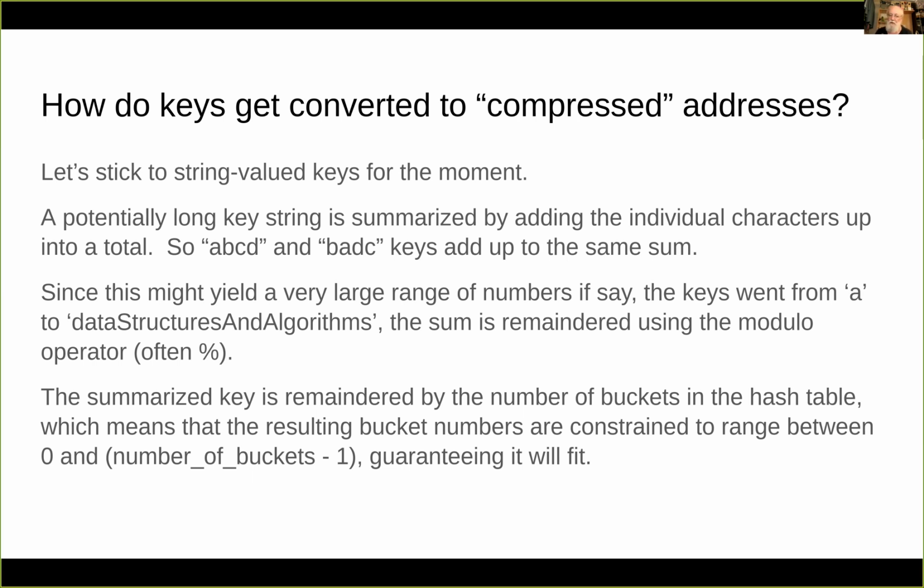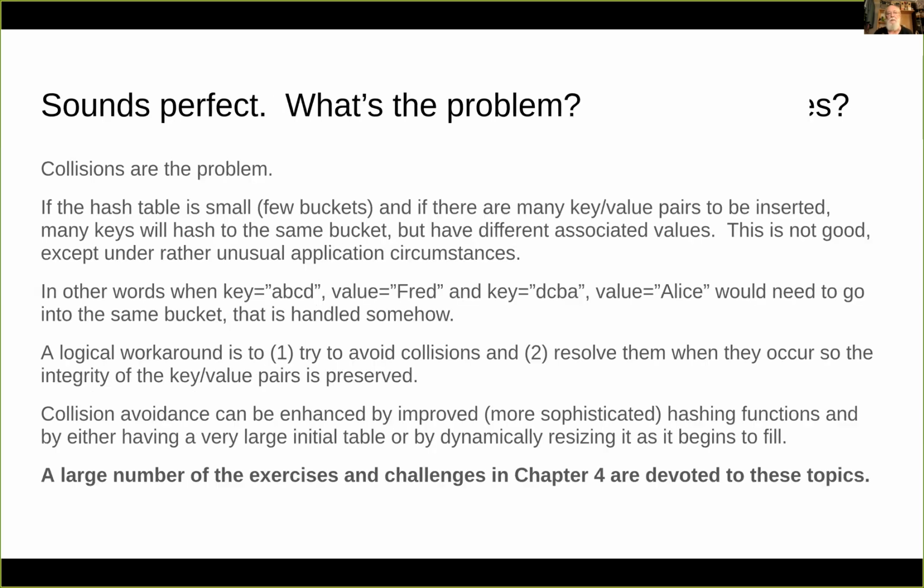So if your hash table is 100, you remainder the value you get when you add up A, B, C, D by 100, and whatever amount is left over, which is guaranteed to be less than 100 arithmetically, use that to get the bucket number. So that guarantees that the key you produce by this compression will fit in your hash table. It won't overflow. But that brings up a problem we're going to discuss in just a minute.